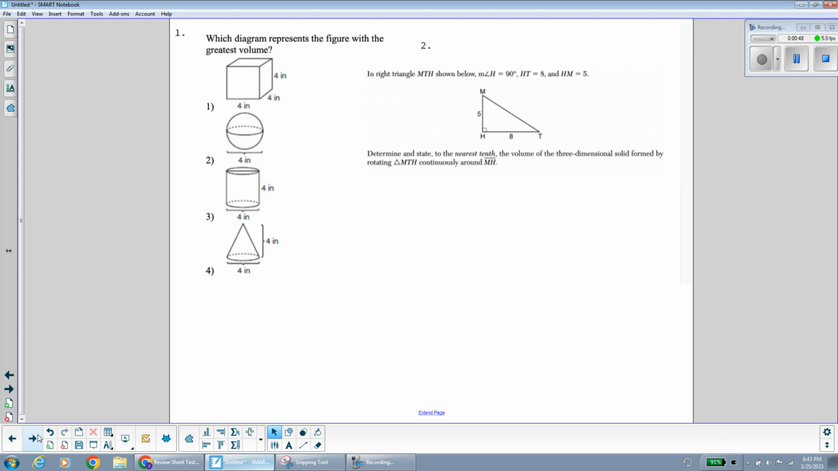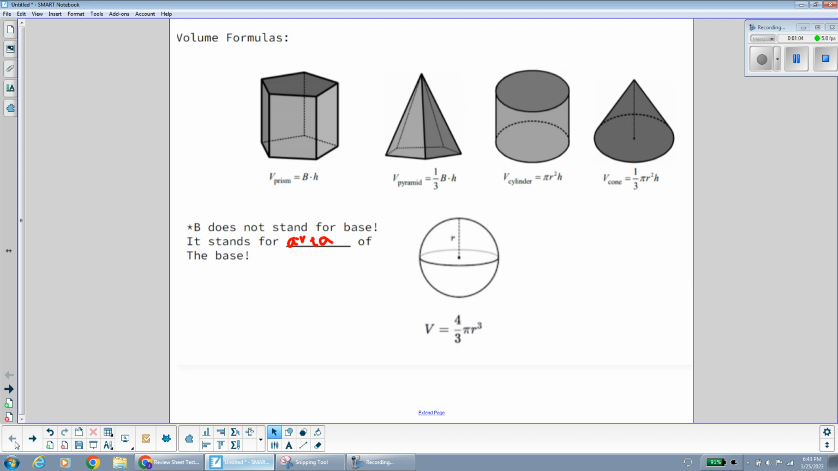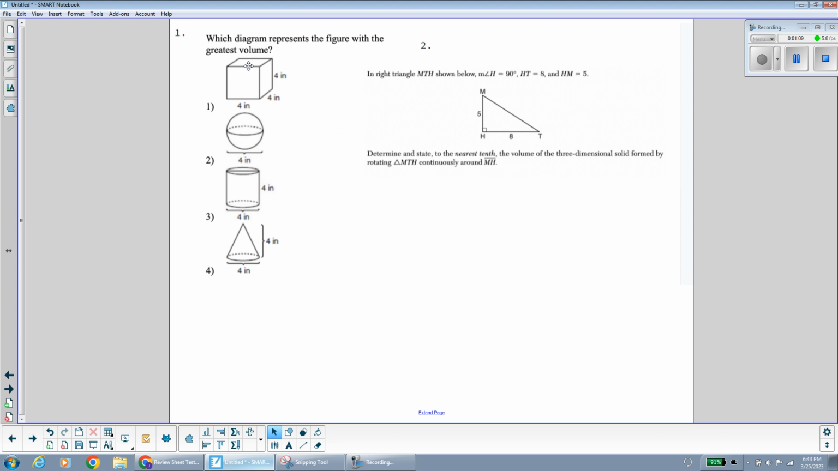Okay, so this first question says, which diagram represents the figure with the greatest volume? In order to figure out which figure has the greatest volume, I have to actually find the volumes of all of the figures. The first one I see is a cube, and a cube is a type of prism because it has parallel bases. It is a prism with a square base and all square faces.